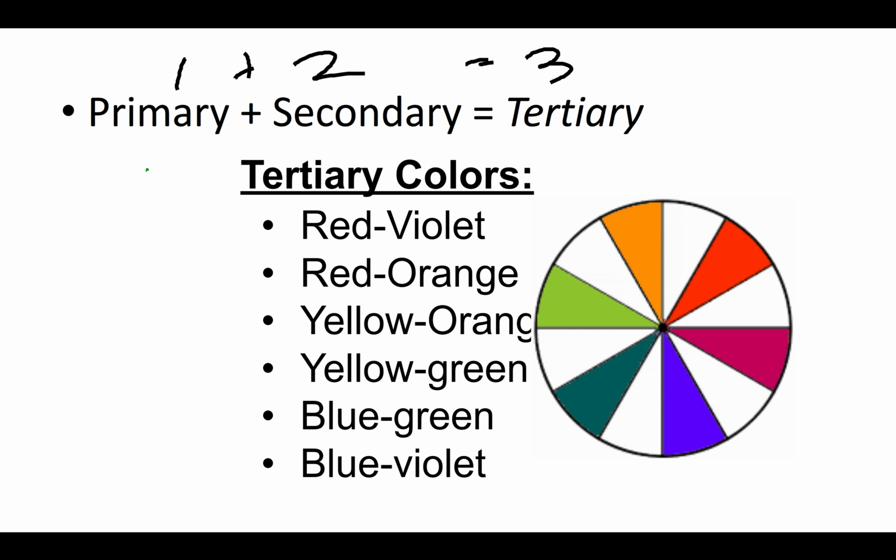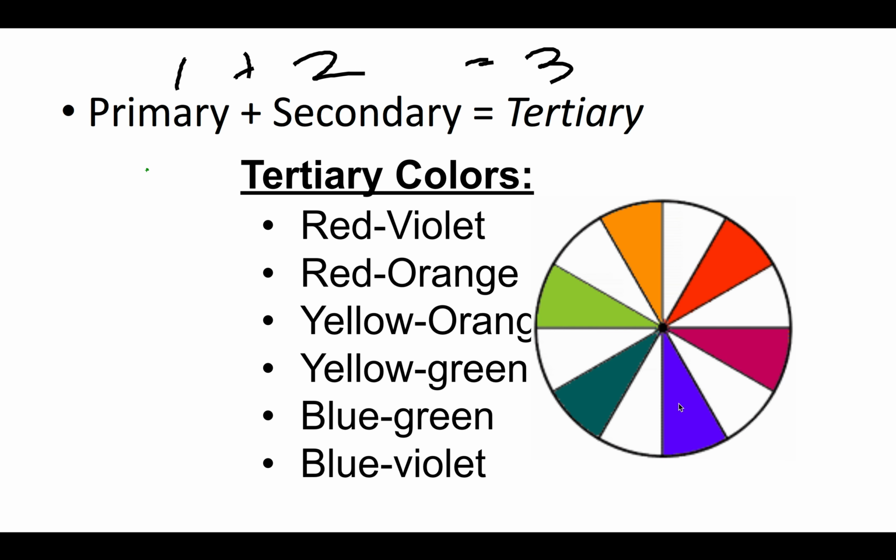If you add a primary and a secondary color together, you get tertiary colors. Now I want you to practice saying this out loud because it's kind of a weird word. Tertiary. Tertiary. Tertiary. So tertiary colors are made when you mix a primary and a secondary color together. So these are colors like red-violet, red-orange, yellow-orange, yellow-green, blue-green, and blue-violet.